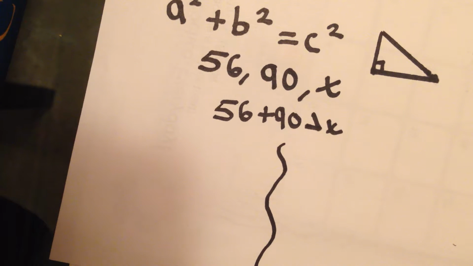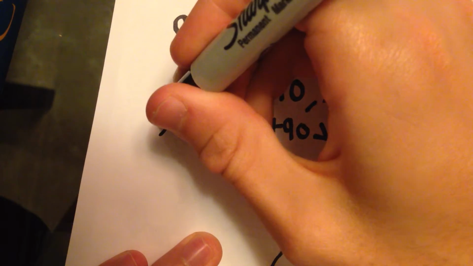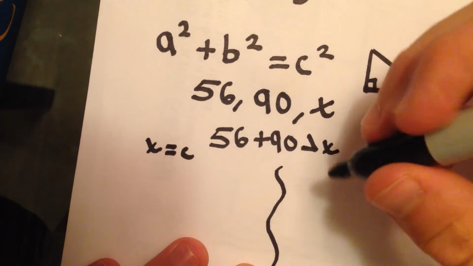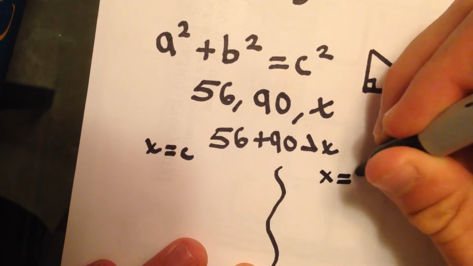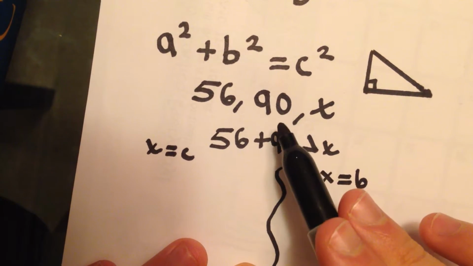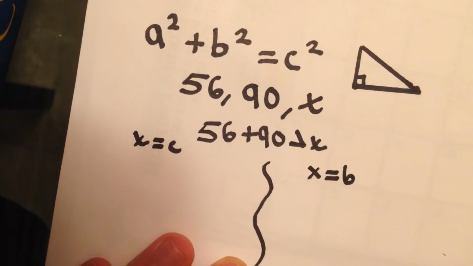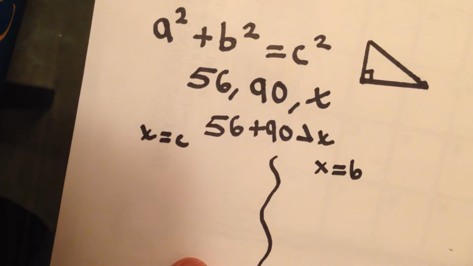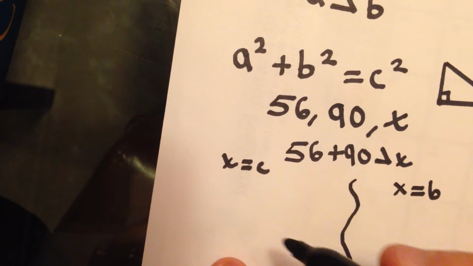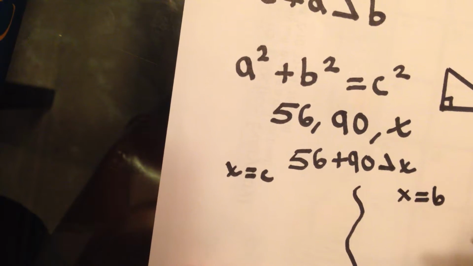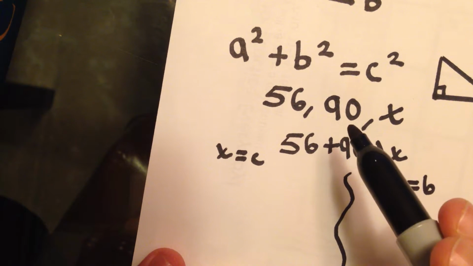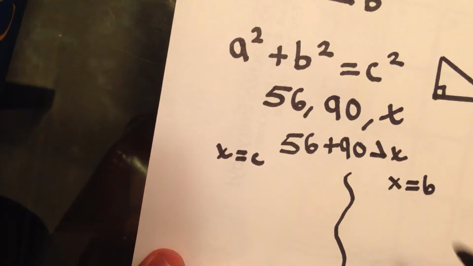The first possibility is where x is the hypotenuse, x equals C, C being the hypotenuse up here. Or another possibility is that x could be equal to B. So x can be greater than 90 and be the hypotenuse, or it could be less than 90, and it would be a leg in the triangle. To solve for the instance where x is the hypotenuse, you would set up an equation like this. 56 and 90 would be the legs of the triangle, and x would be the hypotenuse.